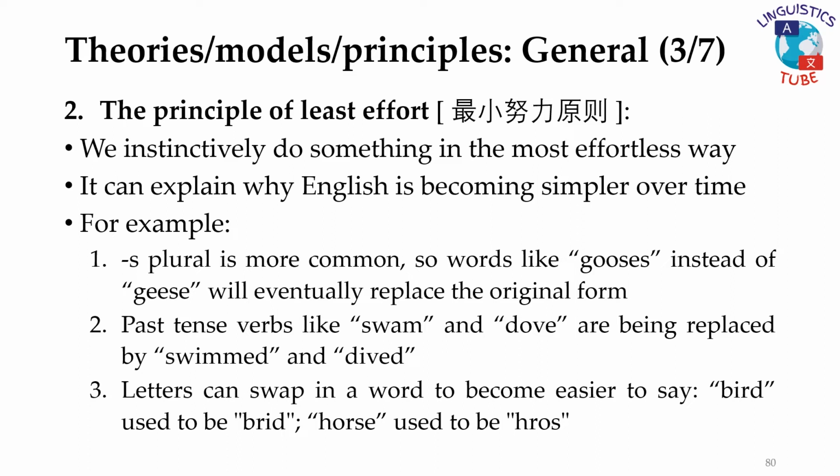For example, because it is more common to make plural with s, words like gooses instead of geese have slowly appeared, and will eventually replace the more difficult to remember word. Also, past tense verbs like swam and dove are slowly being replaced by swimmed and dived. Finally, regarding pronunciation, letters can swap in a word to become easier to say. For example, wasp used to be wops, bird used to be brid, horse used to be hross.